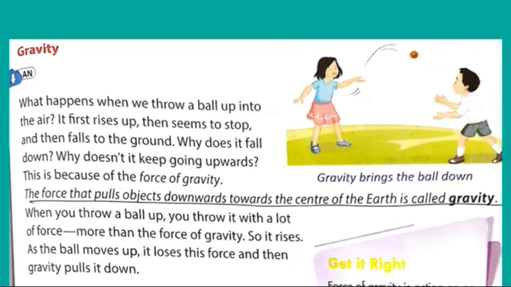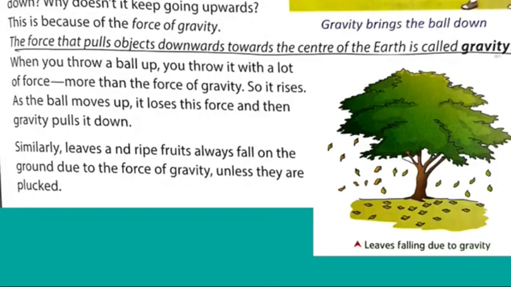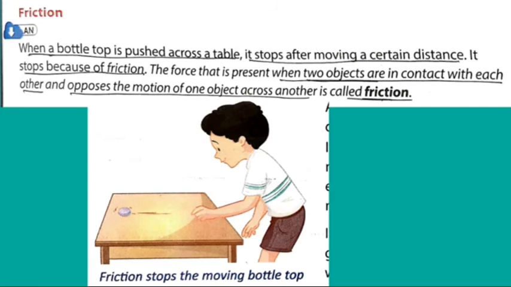When you throw a ball up, you throw it with a lot of force, more than the force of gravity, so it rises. आप जब बॉल को ऊपर फेंकते हो तो उस पर हम बहुत सारा फोर्स अप्लाई करते हैं तो वो बॉल ऊपर ऊंचाई पर जाती है. As the ball moves up, it loses its force and then gravity pulls it down. Similarly, leaves and fruit always fall on the ground due to the force of gravity unless they are plucked. Now the next topic is friction.